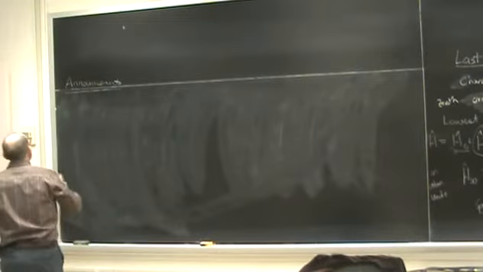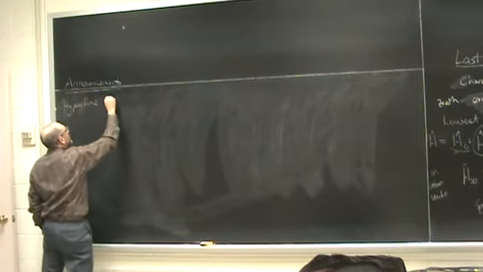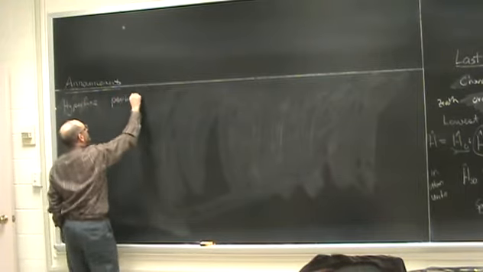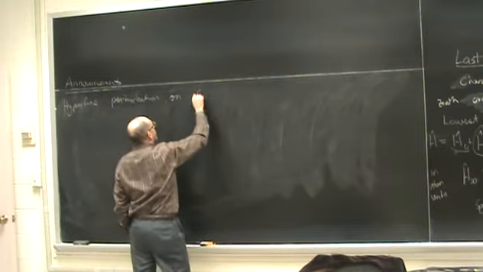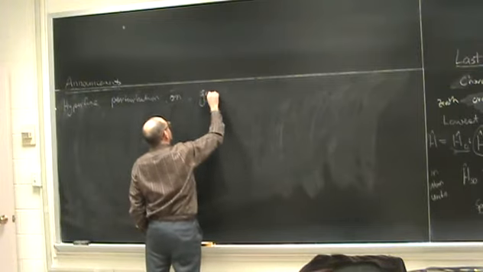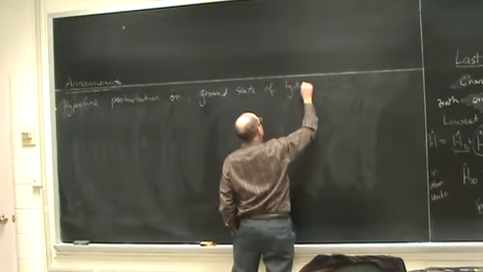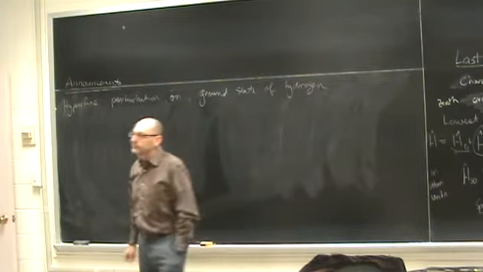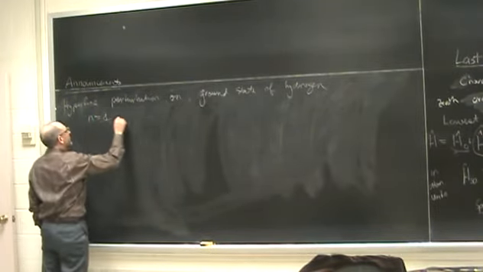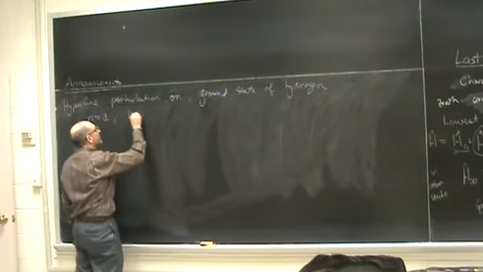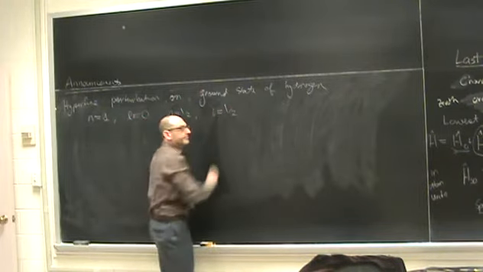All right, so hyperfine perturbation on hydrogen ground state. n equals 1, l equals 0. J is a half, I is a half.